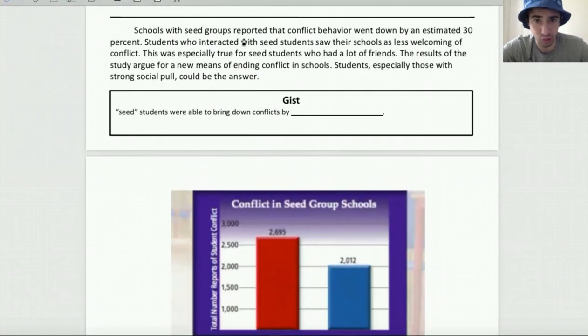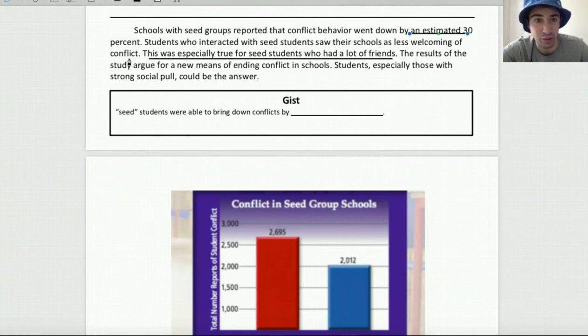Schools with seed groups reported that conflict behavior went down by an estimated 30%. Students who interacted with seed students saw their schools as less welcoming of conflict. This was true for seed students who had lots of friends. So people who had friends were able to get people to stop bullying. The results of the study argue for a new means of ending conflict in school. Students, especially those with strong social pull, could be the answer.